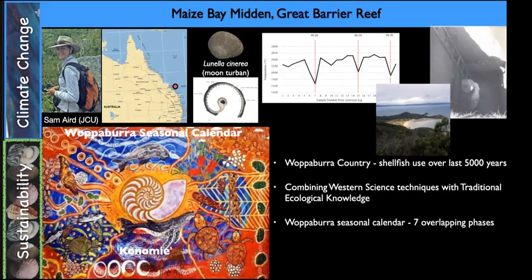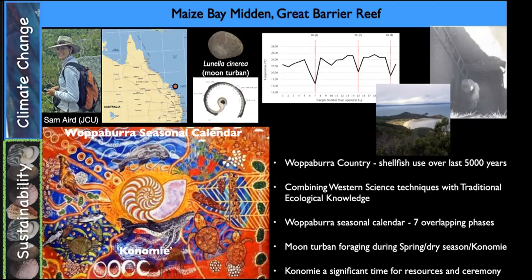So sclerochronological and archaeomalacological reconstruction suggested that the long-term patterns of Wopabara shellfish harvesting were sustainable, and the seasonal foraging data showed consistent harvesting during the austral spring. This roughly corresponds to the Wopabara season of Konami, which is September and October.